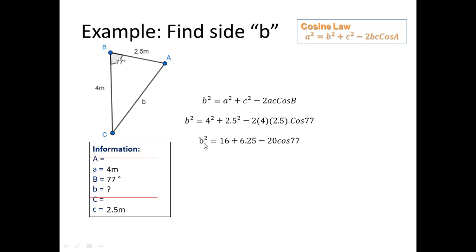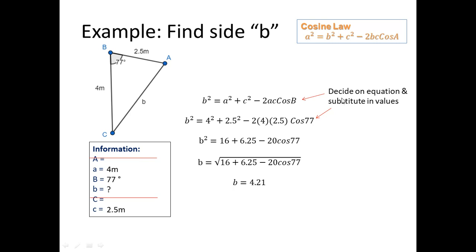Now, b squared, let's undo the b squared by taking the square root. So b is equal to the square root of 16 plus 6.25 minus 20 times cosine 77. Put this all into your calculator. Remember, you're putting brackets for the inside, so your calculator knows you have to take the square root of the whole thing. And we have b is equal to 4.21 meters.